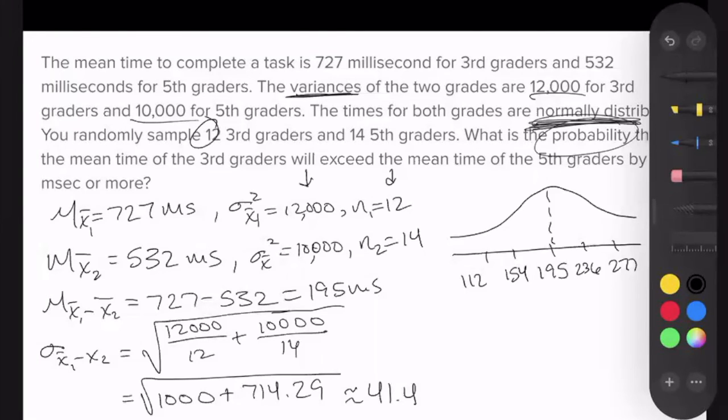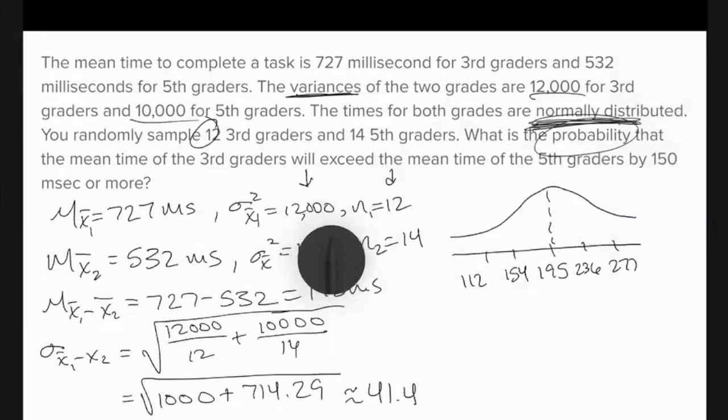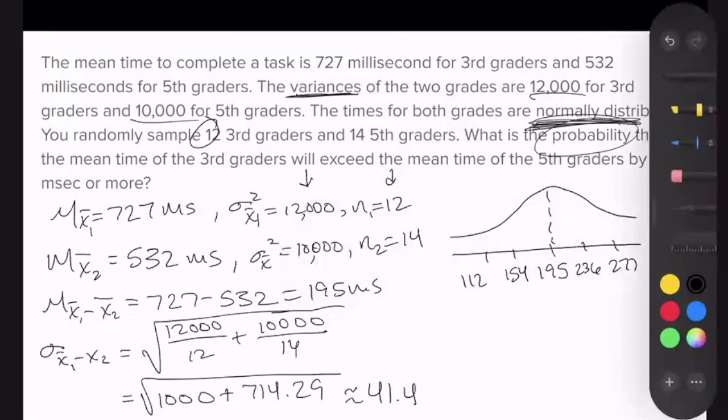And we're looking for that place where the third graders exceed by 150 or more. So 150 is going to be really close to here, and I'm looking at "or more" here. And I can't just use my empirical rule this time because I'm not on a perfect value or one exact standard deviation or something like that. And so I absolutely have to use my normal calculator this time.